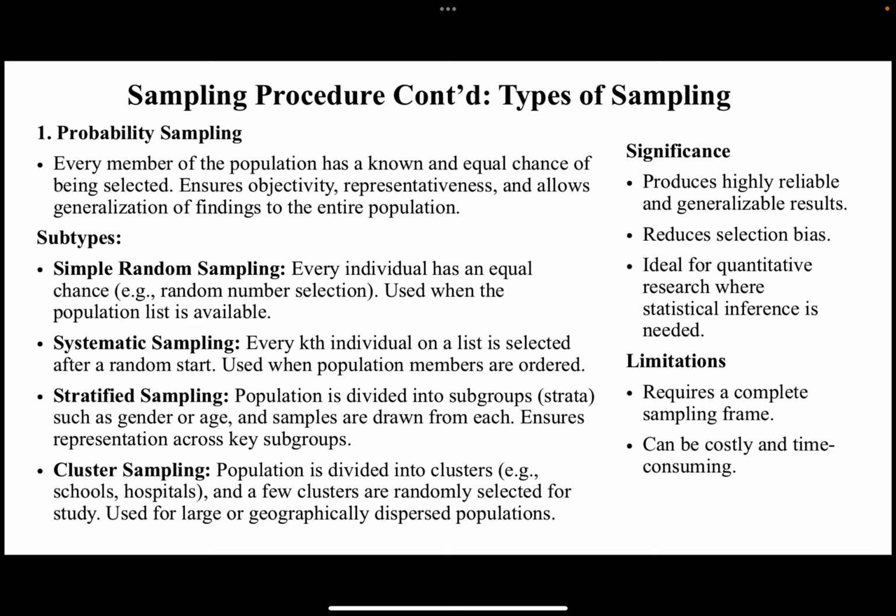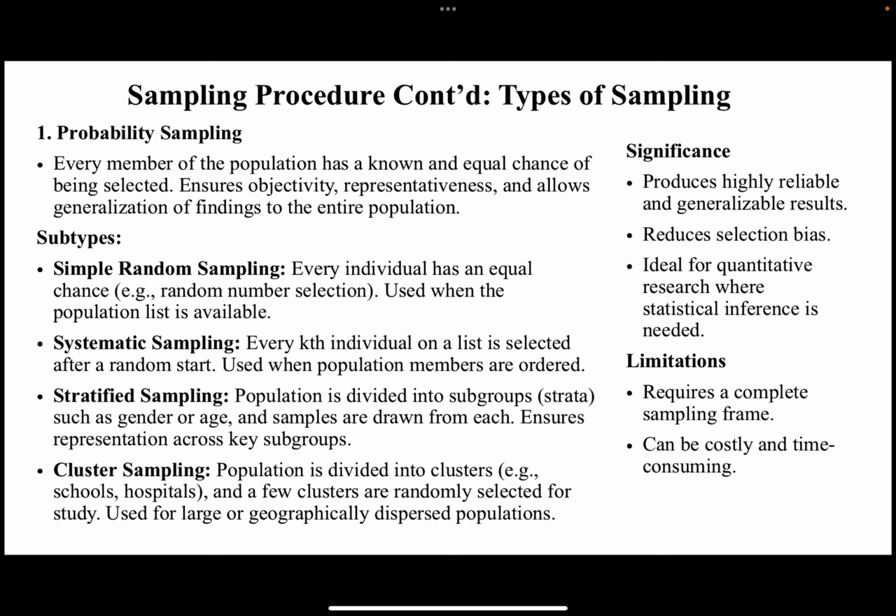Simple as that. Okay, so whoever's number appears is selected. So in this situation, you realize that there is no favoritism, there is no bias. Okay, that's what we call simple random sampling.